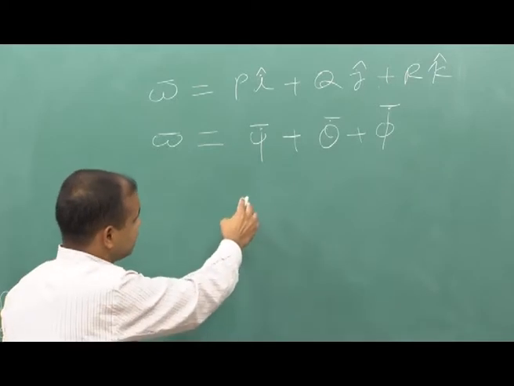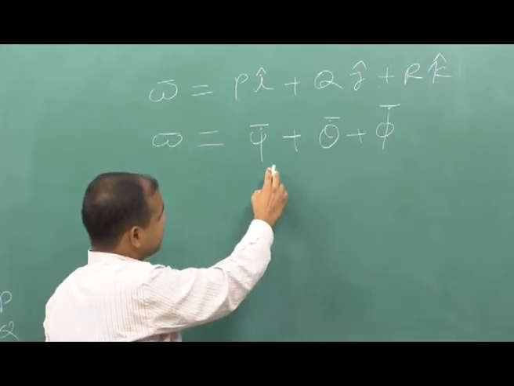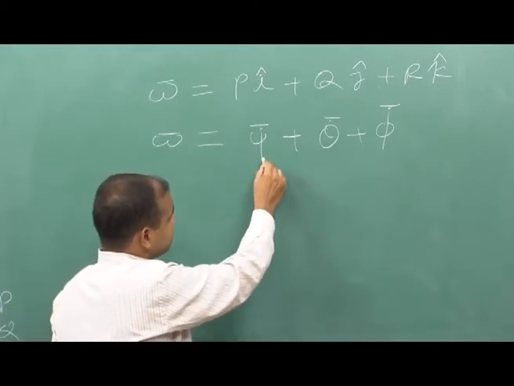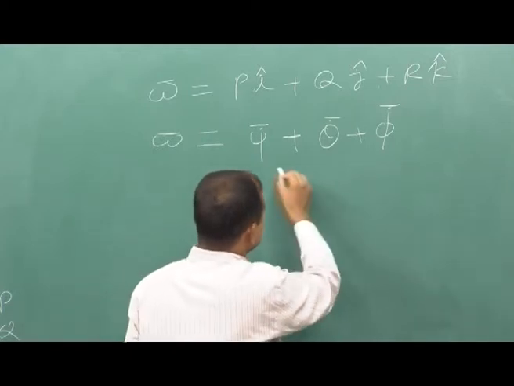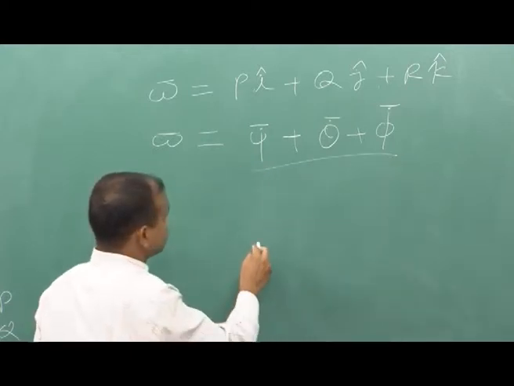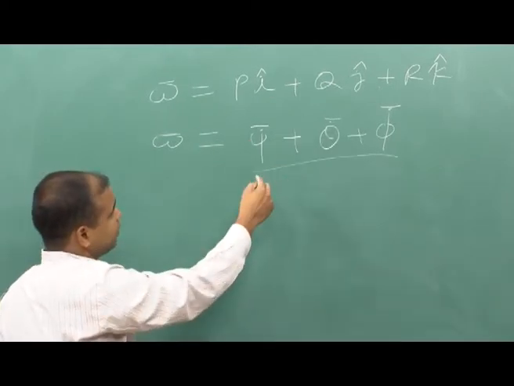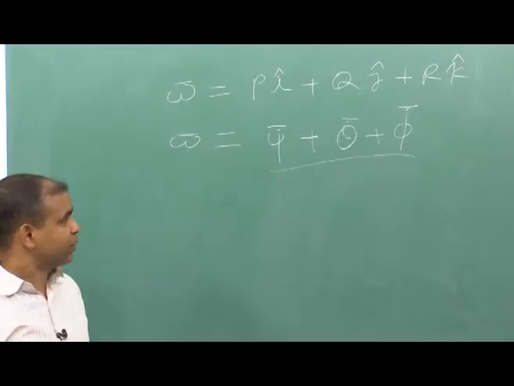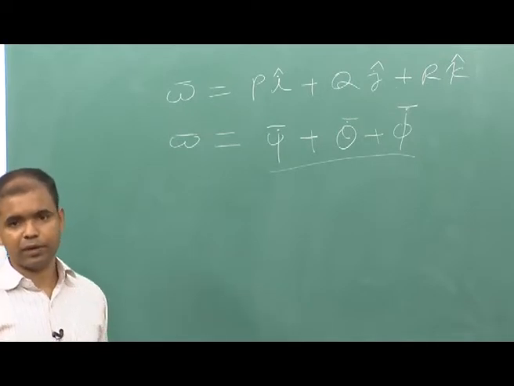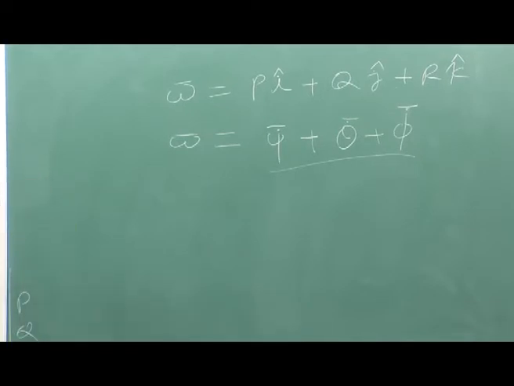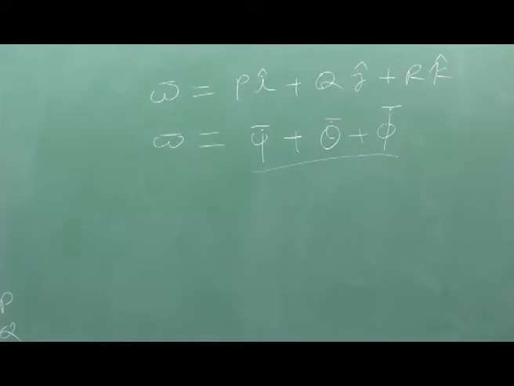Somehow, if I am able to determine the expression for this in terms of i, j and k, and if I compare with this equation, I will get the psi dot, theta dot and phi dot in terms of p, q and r. How can we do this?